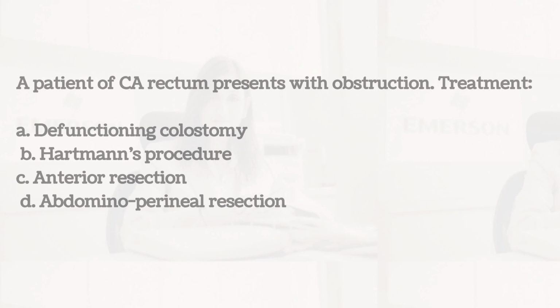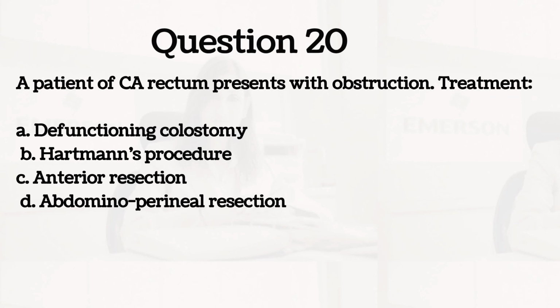So question 20. A patient of CA rectum presents with obstruction. Treatment: A. Defunctioning colostomy. B. Hartmann's procedure. C. Anterior resection. D. Abdominoperineal resection. Since we are now on question 20, I hope we have gotten more than 60% correct, which is a good thing. Then for this question, the answer is A.